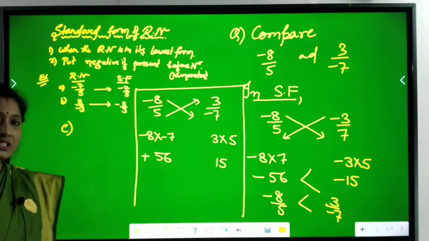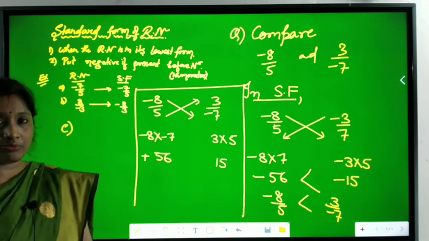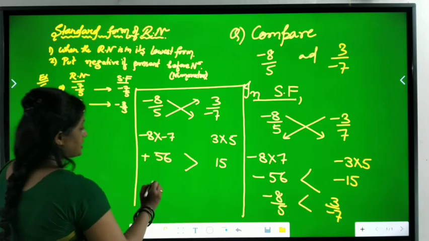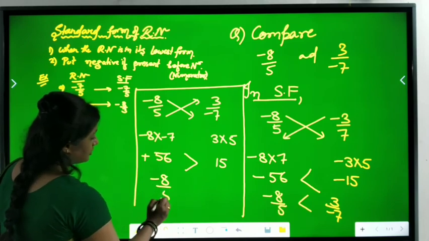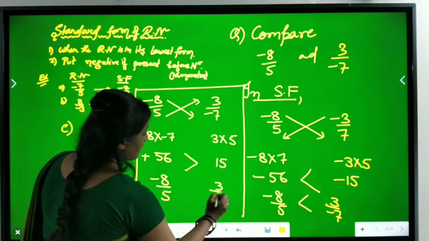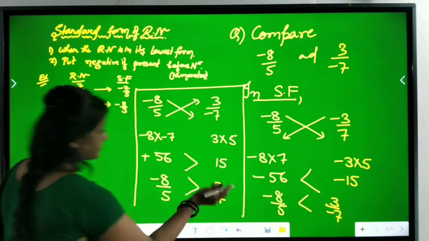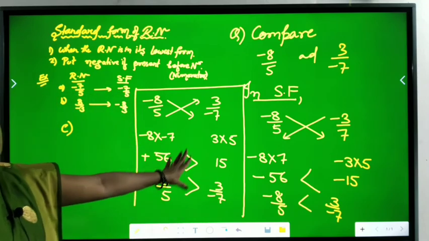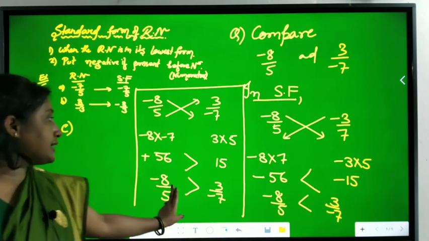Now 56 or 15, which is greater? Definitely 56 will be greater. Now 56 you can replace with the rational number given, 3 by minus 7. Now look at the answer. So this process is definitely wrong. You will not get the correct answer.